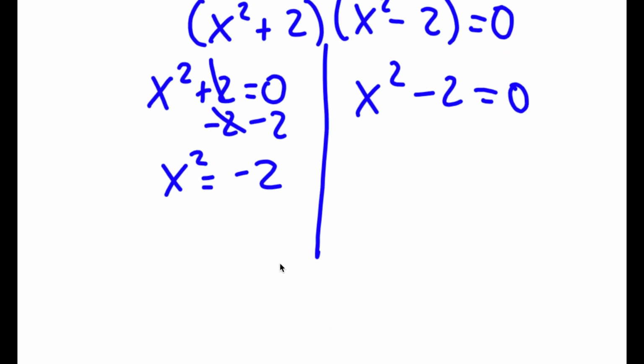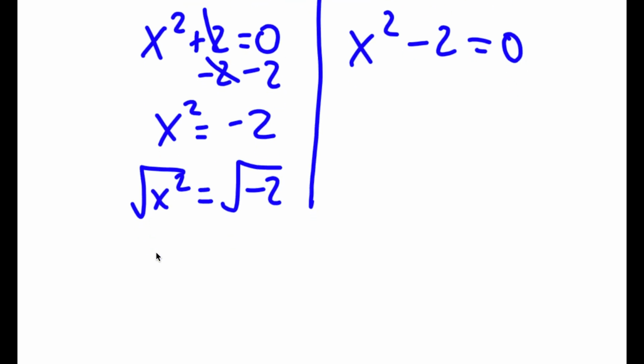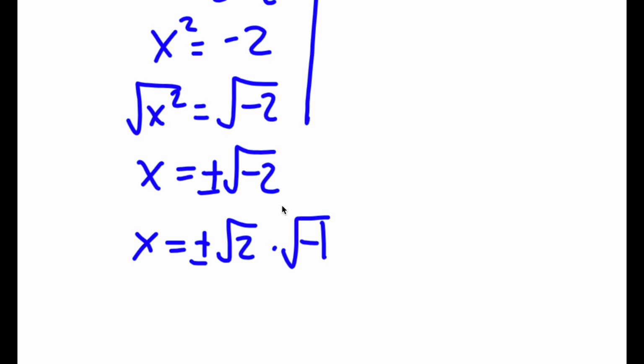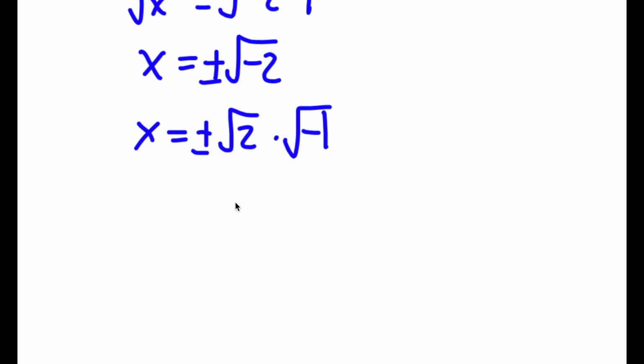And then I can take the square root on both sides because I want to cancel out this power. So if I take the square root on both sides, the square root of x squared is simply x, so I get x is equal to positive or negative square root of negative 2. And if you guys didn't already know, the square root of negative 2, I can rewrite that as the square root of 2 times the square root of negative 1. And the square root of negative 1 is actually equal to the imaginary number i. So I get x is equal to positive or negative square root of 2 i.